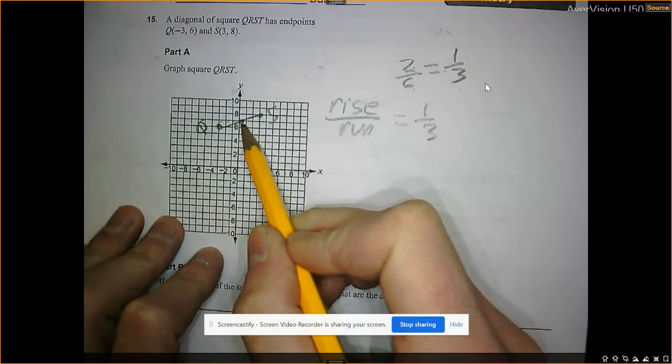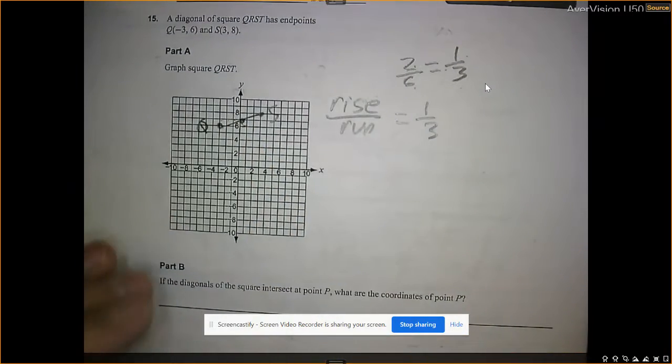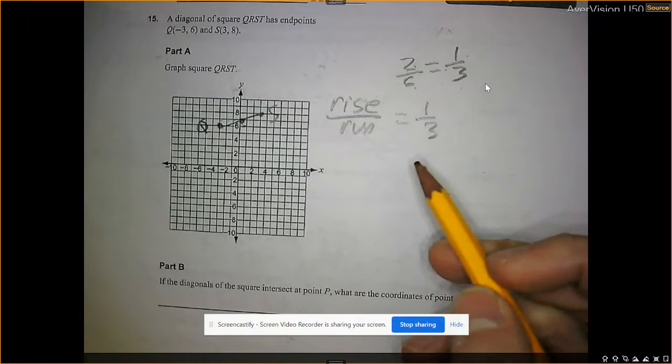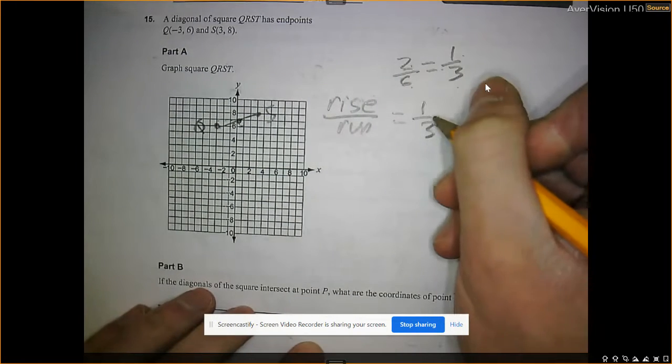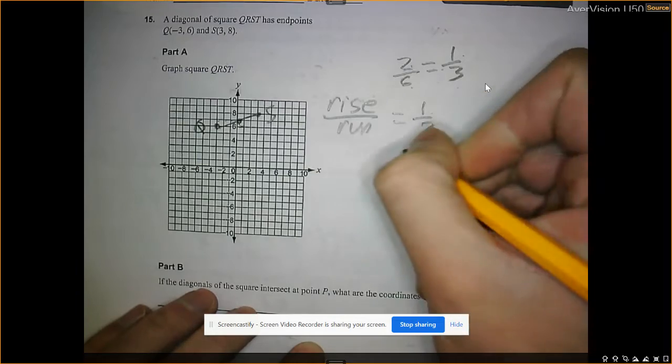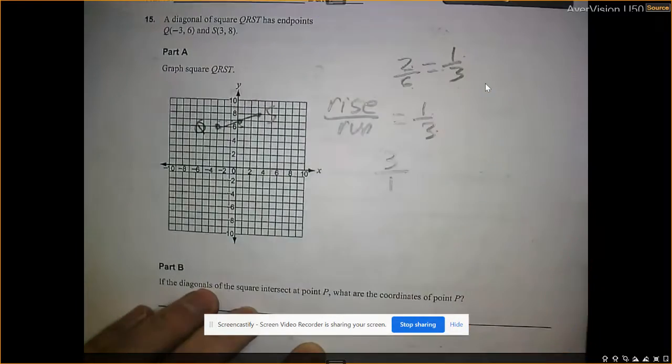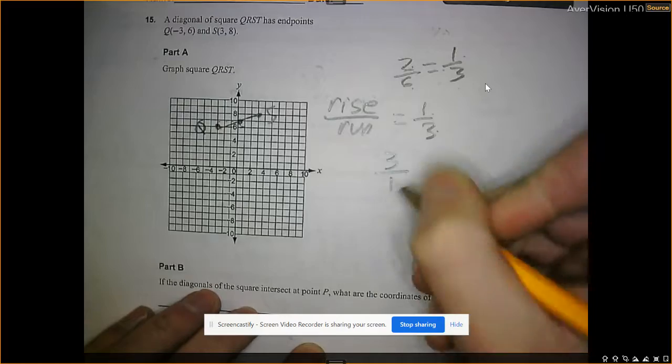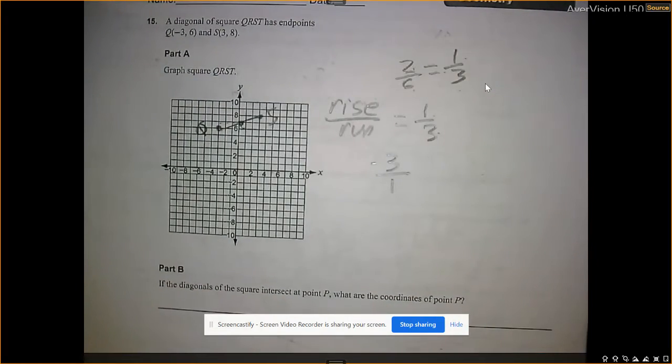Which the other diagonal is going to have to go through this point also, which is awesome, okay? Because now the other diagonal has to be opposite reciprocal. Okay, so 1 over 3, I take the reciprocal, that's 3 over 1, and then opposite means I change the sign, so it's going to be negative 3 over 1 for my other diagonal.